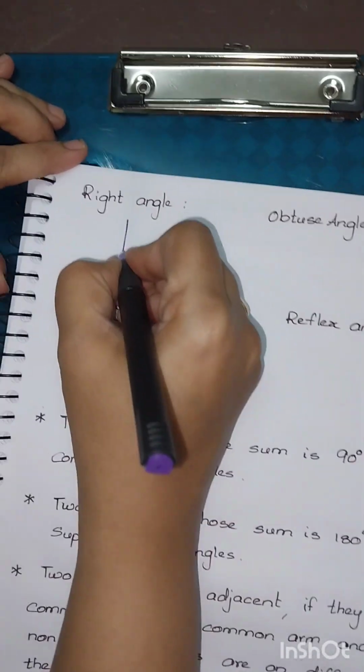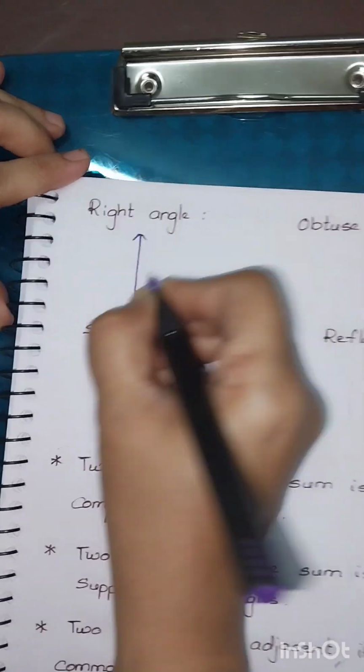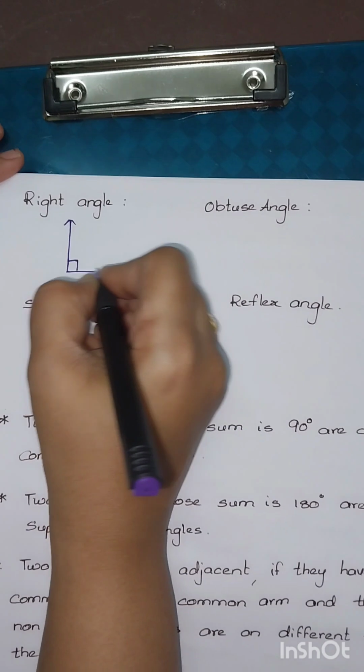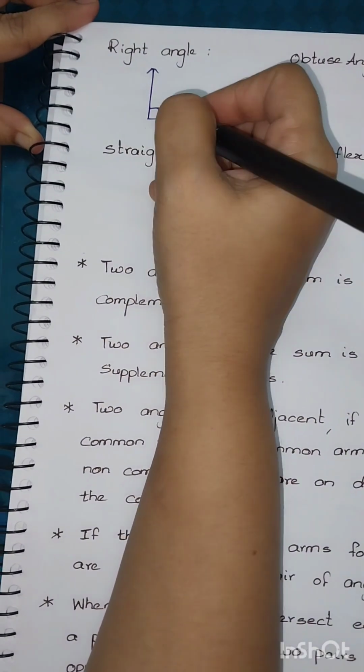Now, what is a right angle? The angle between the two rays should be 90 degrees. This is called a right angle.